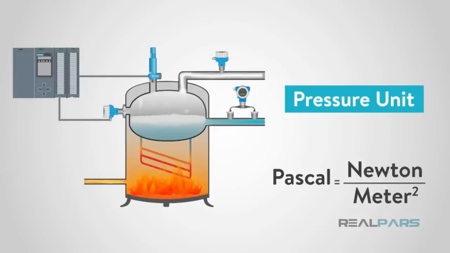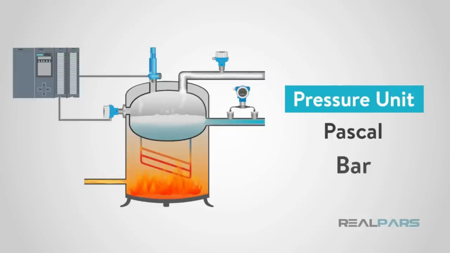A pressure sensor simply monitors this pressure and can display it in one of the several units known around the world. This is commonly the Pascal, bar, and PSI, or pounds per square inch in the United States.